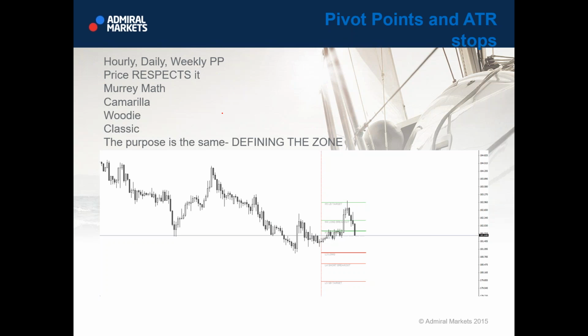I just need to repeat that hourly, daily, and weekly pivot points are very, very important. Hourly pivot points are used only for scalping purposes. So we are not using hourly pivot points in intraday trading and, let's say, swing trading. We don't use it. So hourly pivot points are solely used for scalping, scalp swings, and daily and weekly points are used for intraday or swing trading.